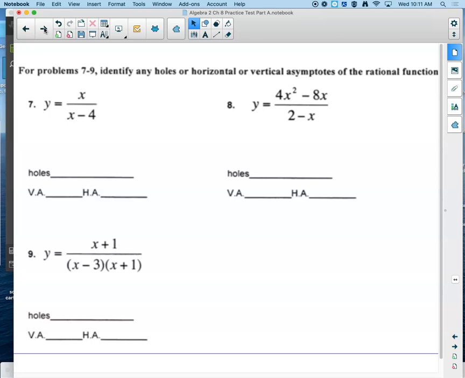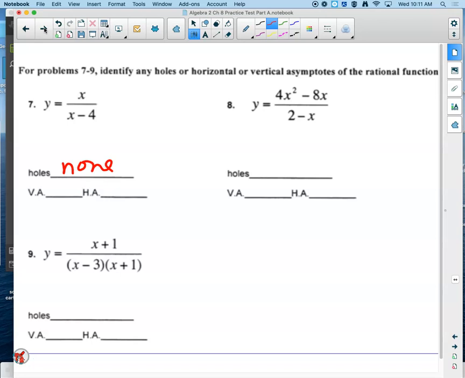Well, I think we just better start answering our questions. Is this going to have any holes? No, we can't cancel those x's because this one has subtraction with it. We can't do that, so none. Don't leave it blank. Leaving it blank tells me you didn't know. But writing none says, I know there aren't any. It's not going to happen.